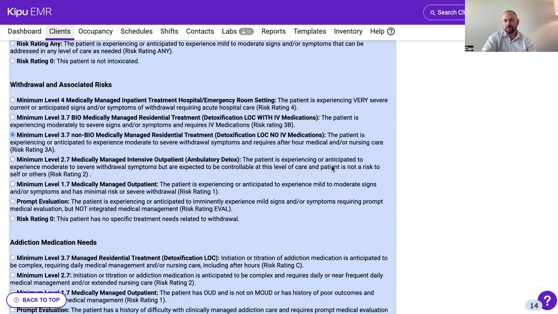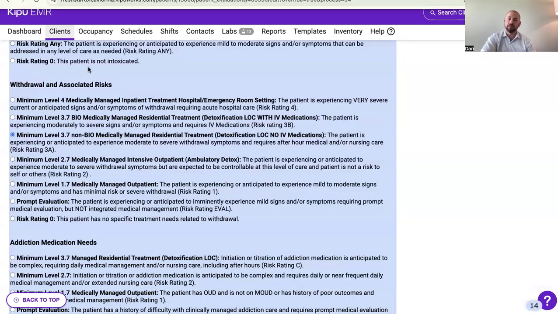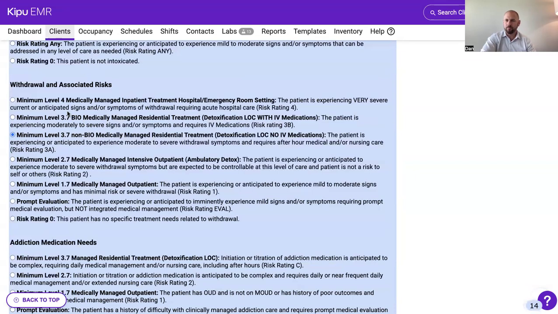So again, if you come in and the withdrawal could be controlled with this level of care and the patient is not a risk to self or others, and you click 2.7, just be prepared. We're probably not a good fit for them. Insurance is going to bump them down to outpatient. They're going to say, yeah, they might be a little uncomfortable, but they definitely don't need 24-hour supervision, right? They don't need that level of care. So please, guys, just remember our level of care is 3.7.